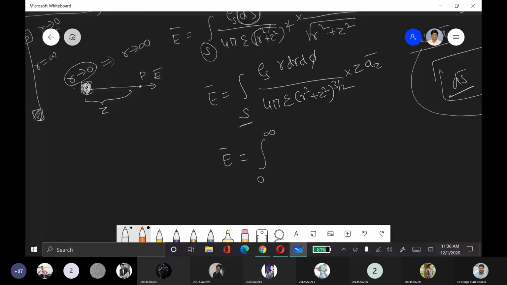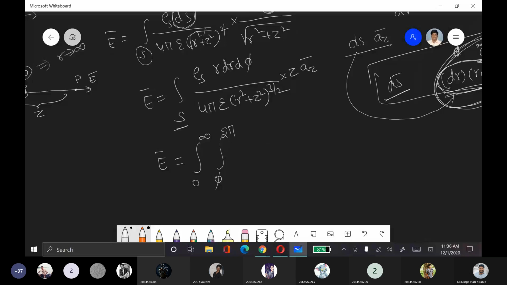What about phi? The phi value is running from 0 to 2 pi. So this is ds, r dr d phi by 4 pi epsilon (r square plus z square) to the power 3 by 2 into z az bar. For our understanding, I think we have taken one small value above, right?